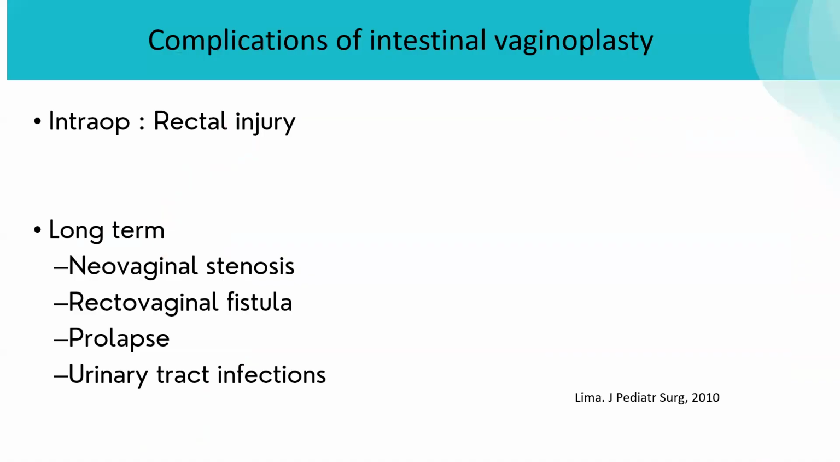So some of the complications of intestinal vaginoplasty. Intra-op, other than all the other complications of surgery, the most common one is rectal injury, occurring in up to 35% of patients. And then long-term complications include neovaginal stenosis, which sometimes might require frequent dilatations. Because of the surgery, patients can also develop rectovaginal fistulas and prolapse. And one of the key long-term complications, just because of manipulation of the urethra, is recurrent UTIs.